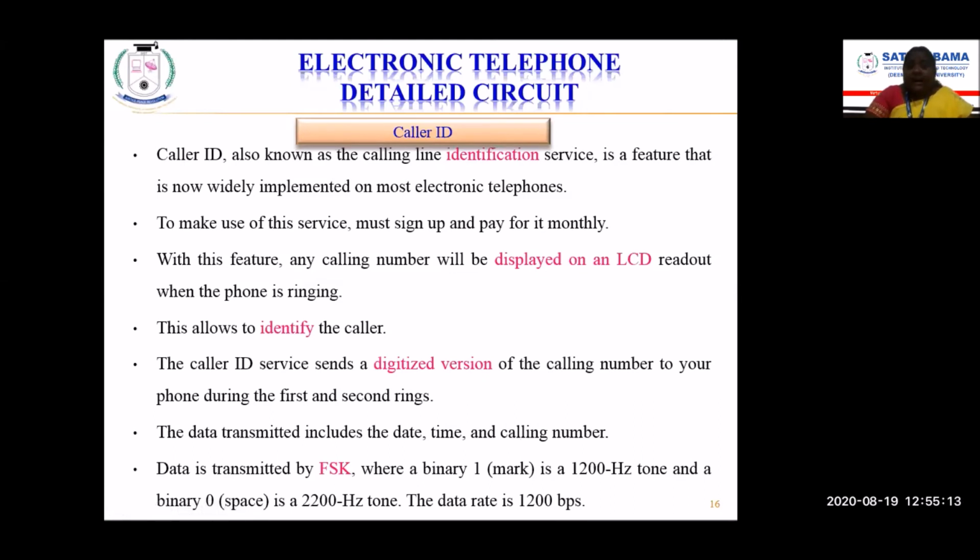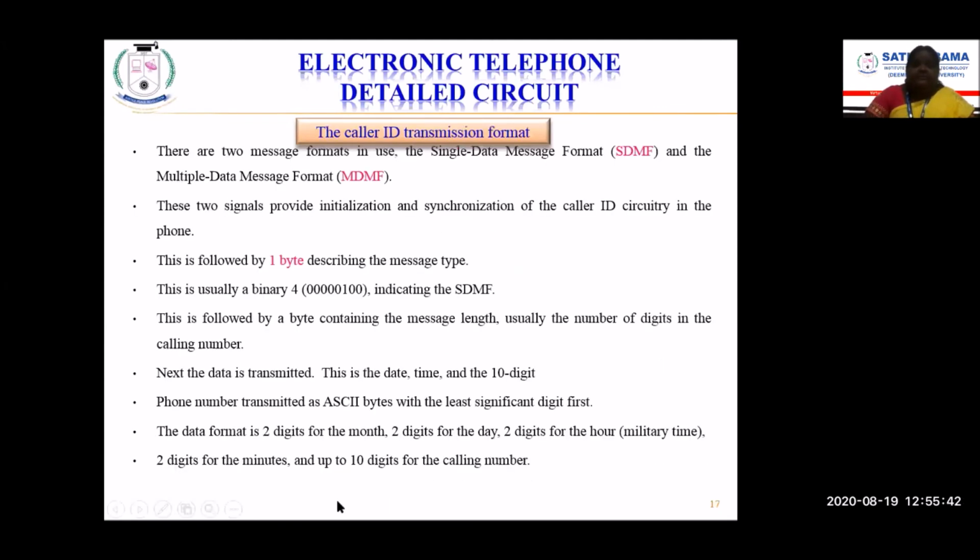And the caller ID service sends the digitized version of the calling number to your phone during the first and the second rings. The data transmitted includes the date, time, and the calling number, and the data is transmitted by FSK when a binary 1 is marked. And all these frequencies are being transmitted via the signal that is being received from the telephone exchange itself. Okay, so all this caller ID information will be coming along with the ringing signal that is being received from the telephone exchange itself.